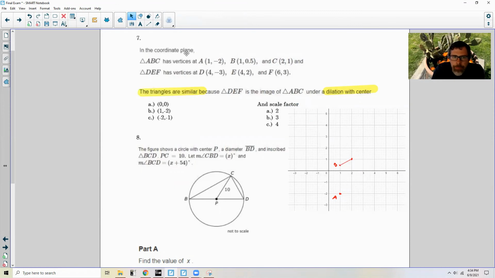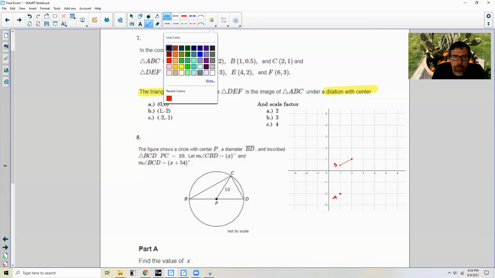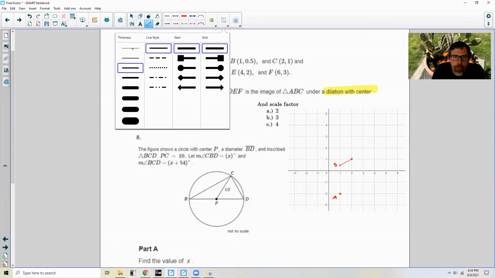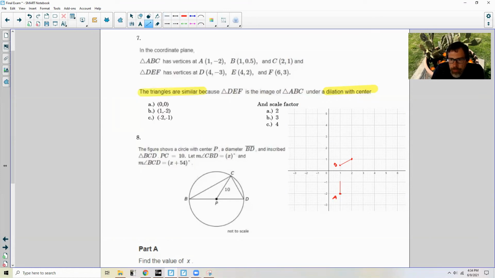Okay, so there's 1. Let's try that again. Red, thin, from A up to B, and from A over to my unnamed C. Okay, so there's the original triangle, ABC. Now I'm going to do the next triangle, DEF, and that is at vertices 4, -3. That's D. E is 4, 2, which is here, and F is 6, 3.